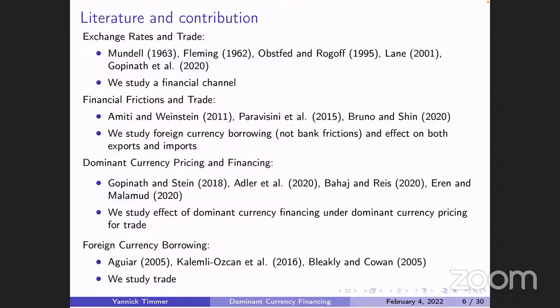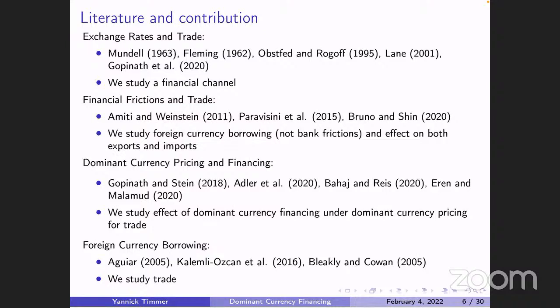So, for example, Gopinath and Stein and some others try to understand the complementarities between pricing and financing in dollars and what drives it. But in our case, we really study the effect of dominant currency financing under dominant currency pricing. So we hold dominant currency pricing fixed because we know in Colombia almost all exports are actually priced in dollars, and then we vary the extent of dominant currency financing, and study to what extent dominant currency financing under dominant currency pricing affects trade.